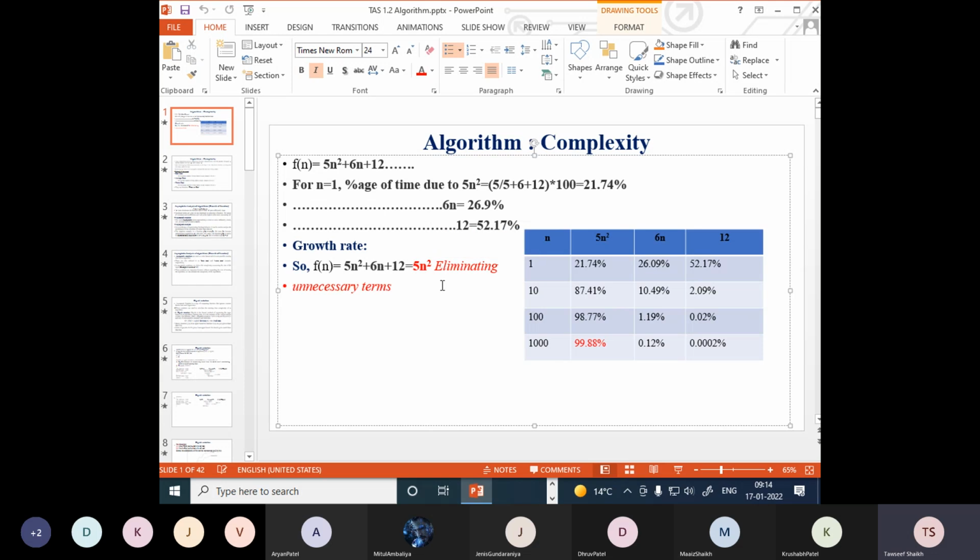Eliminating these unnecessary terms from the expression and keeping only the dominant term is how the asymptotic functions derive the complexity of an algorithm.